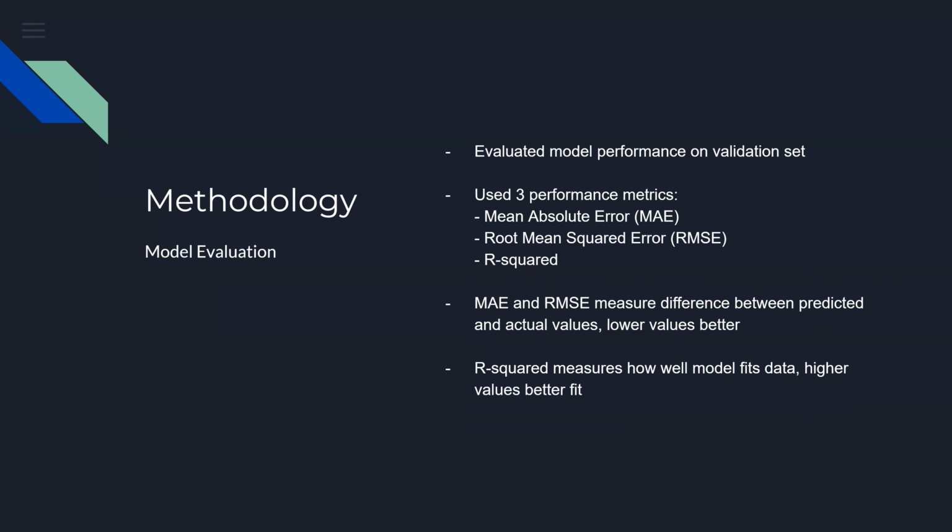We evaluated the performance of each model on the validation set. We used the mean absolute error, MAE, mean square error, MSE, and R-square as performance metrics. MAE and MSE are measures of the difference between the predicted and actual values, with lower values indicating better performance. R-square is a measure of how well the model fits the data, with higher values indicating a better fit.